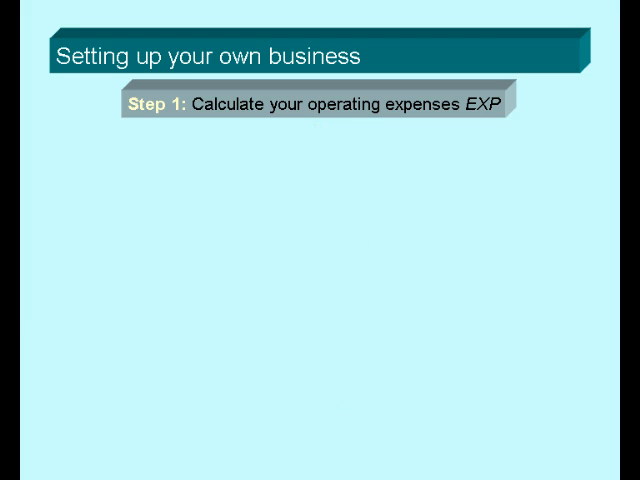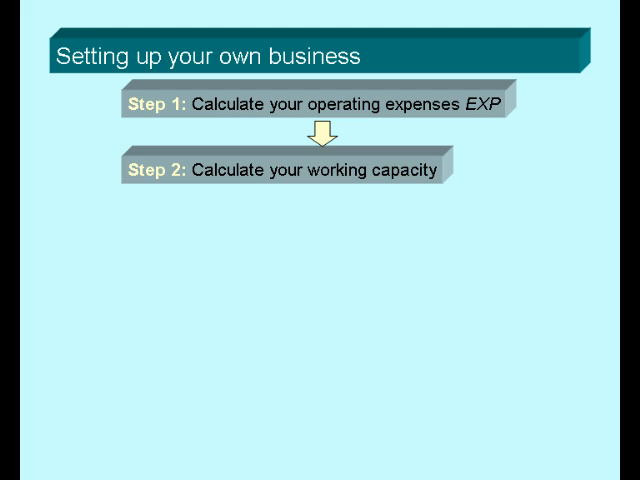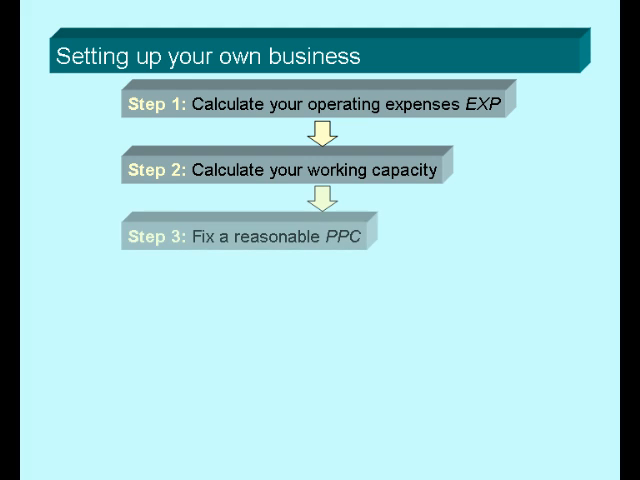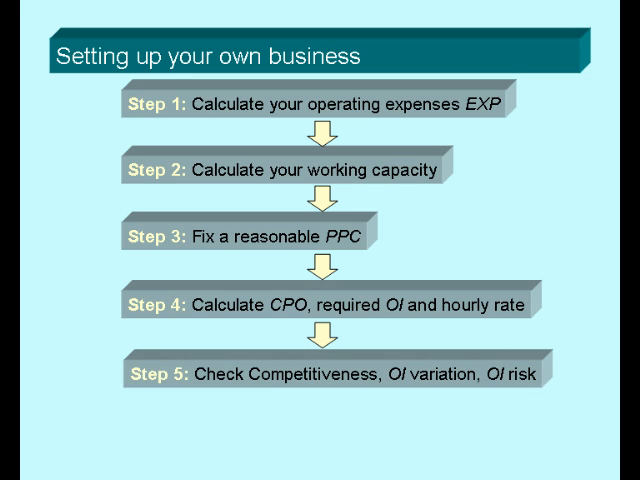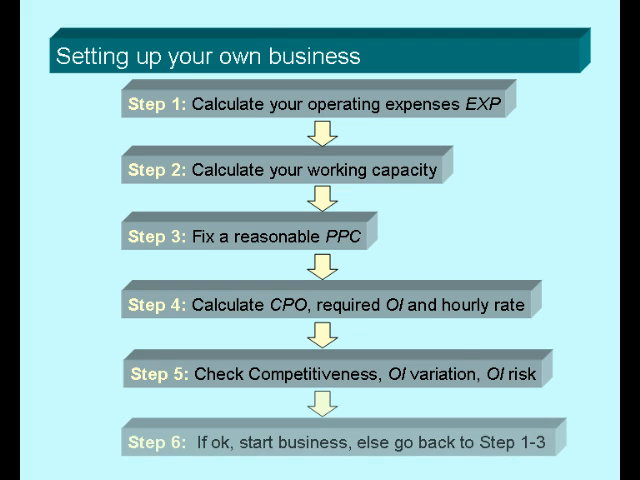In step 1, we will calculate your operating expenses. In step 2, we calculate your working capacity. Then we have to fix a reasonable PPC, profit per cost. Once we have fixed these parameters, we can calculate the cost per order, CPO, the required order income, and the hourly rate. In step 5, you need to check the competitiveness and also have a look at the possible order income variations and the order income risk. Finally, in step 6, you check the parameters, and if they are okay, then you can start the business. Else, you should go back to steps 1 to 3 and revise your planning.